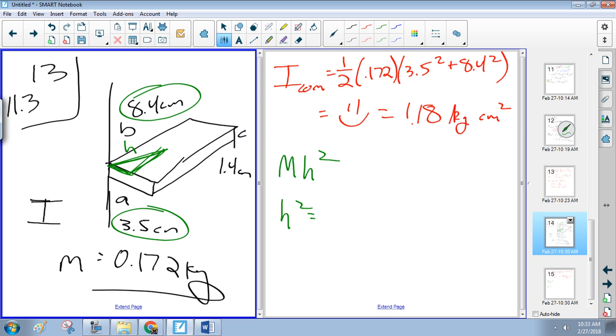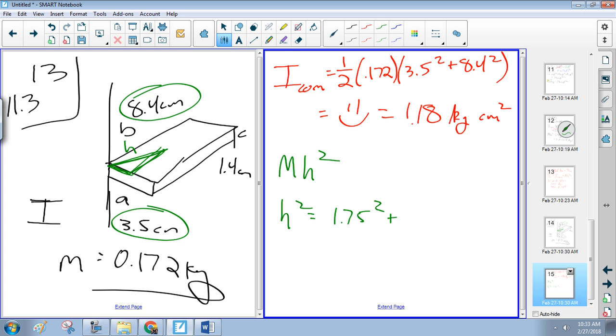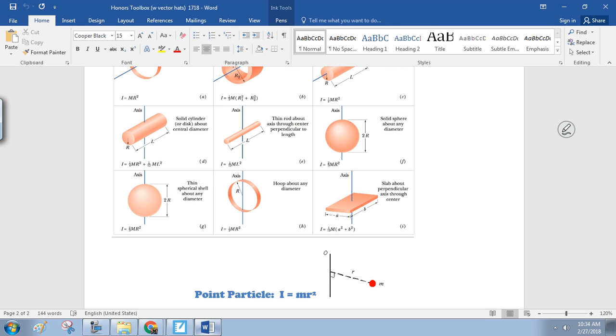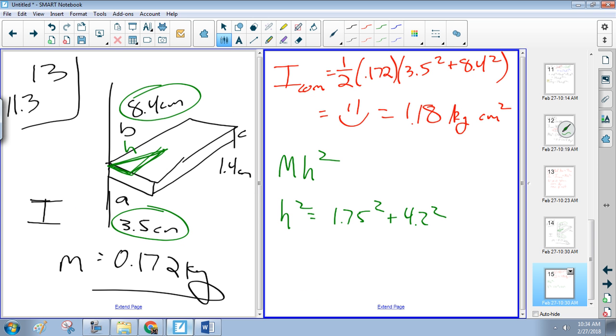So 1.75 squared plus 4.2 squared, right? And that is h squared, right? C does not matter, correct. Same thing here, like on this shape, the thickness of it doesn't matter. What's important is that it's of uniform thickness. Cool? All right, so once you get your h, you can find mh squared and then just add these two values, right? Cool if I stop there?